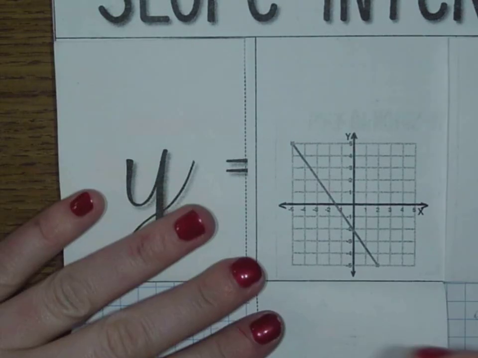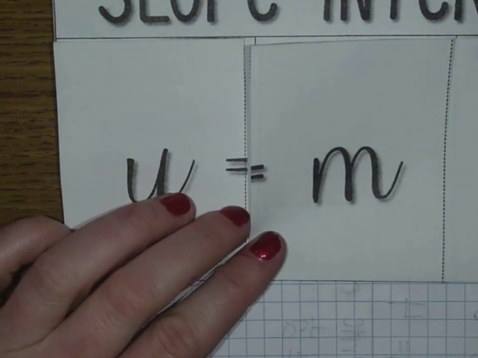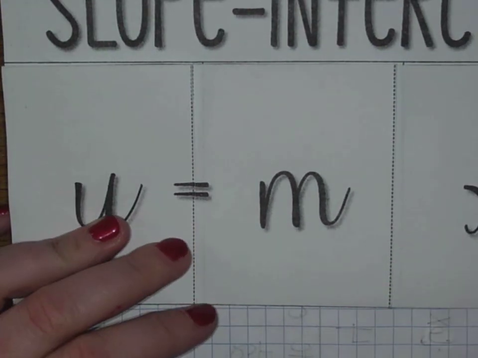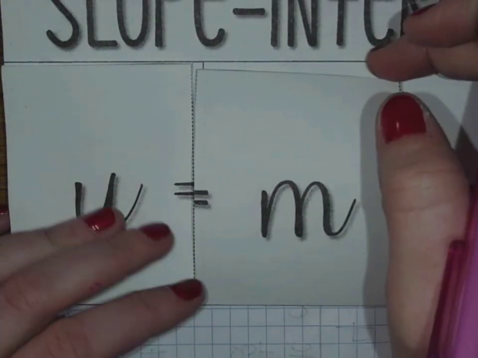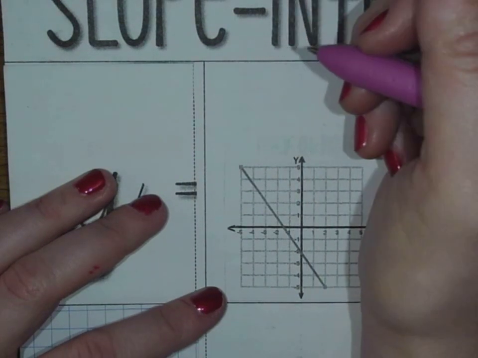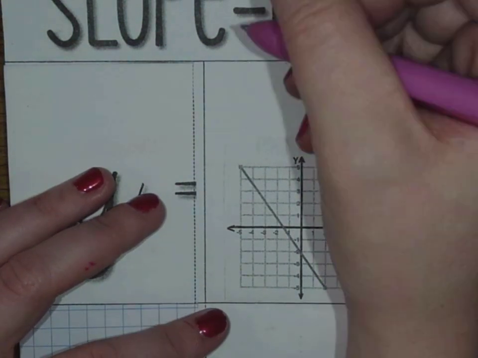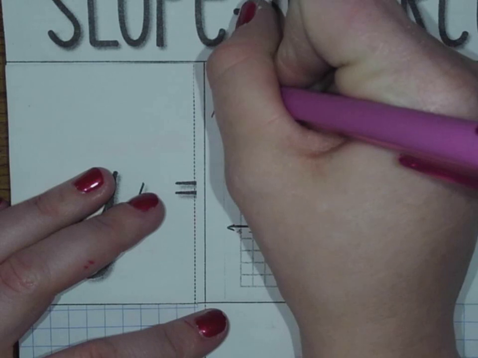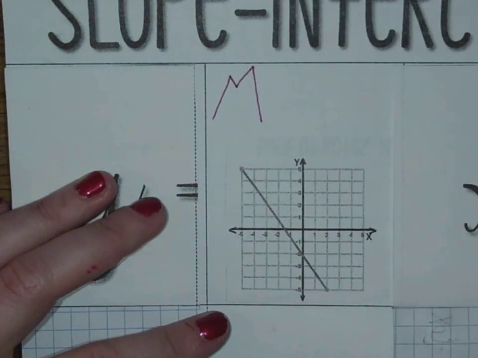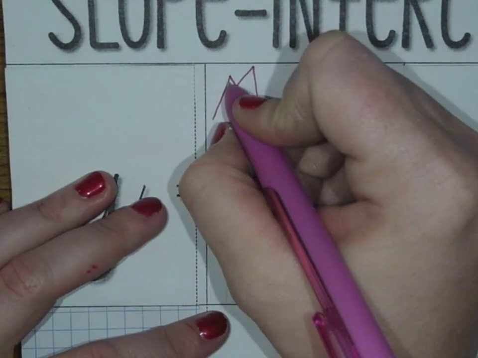Okay, then the m. M is always a weird letter. I was talking to another teacher about where m comes from. It's actually not known. They think that some teacher one day just decided to use m, and that's what everybody started using.